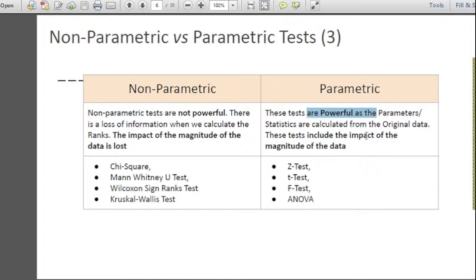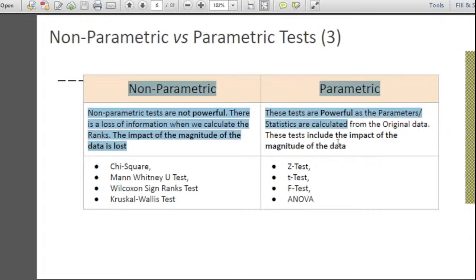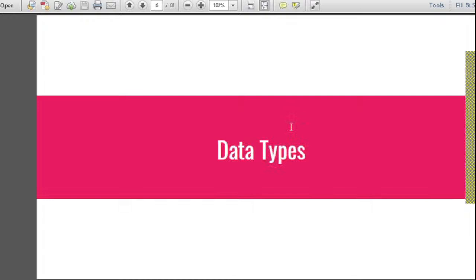Is this point clear? So yes, you are right, Amatullah. Non-parametric tests can be done on qualitative data. We will see that. Qualitative means like gender, count of gender. You can still do non-parametric tests, but they will not be as strong or as powerful as parametric tests. Okay, clear? So these are the main differences between parametric and non-parametric tests.